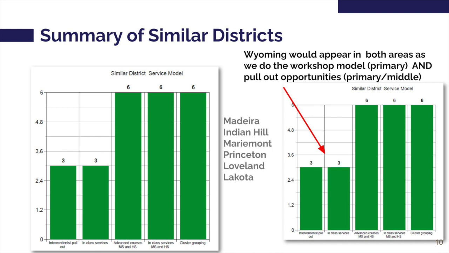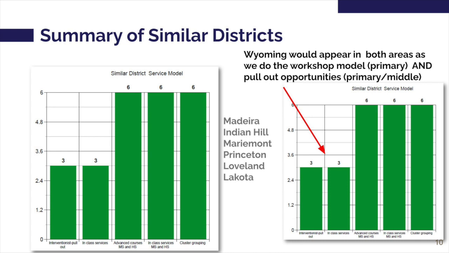We talked to similar districts in Cincinnati, and then we also talked to some similar districts from the GAC, which I'll talk about in the next slide. But we spoke to Madeira, Indian Hill, Mariemont, Princeton, Loveland, and Lakota. What we asked them was, do you participate more in intervention specialists pulling students out of the classroom, or do you do the in-class services only? We also asked them if they engage in advanced courses, if they do any differentiation in class services, and if they cluster group. So what was interesting is it was really an or situation, and it was completely split down the middle. So 3 did pull out, 3 did in-class services, all 6 did advanced courses and cluster grouping.